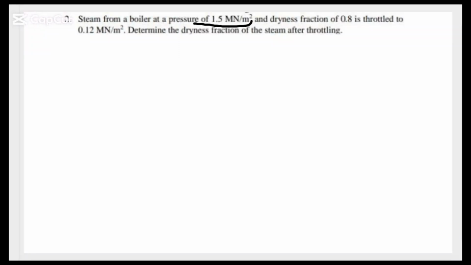This is our initial pressure, which is 1.5. So we have to identify the pressure, and we have the initial dryness fraction, which is 0.8, and we have the final pressure after throttling. It is 0.12, and it will be equal to 1.2 bar.